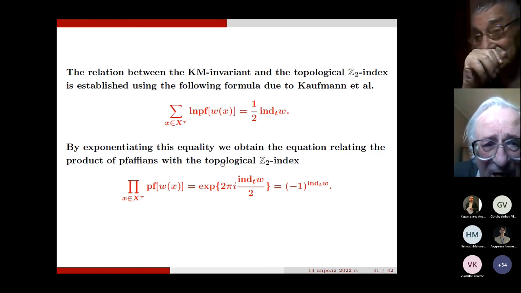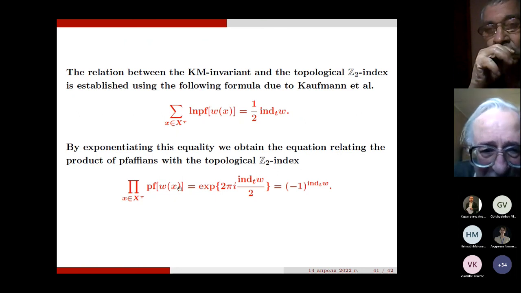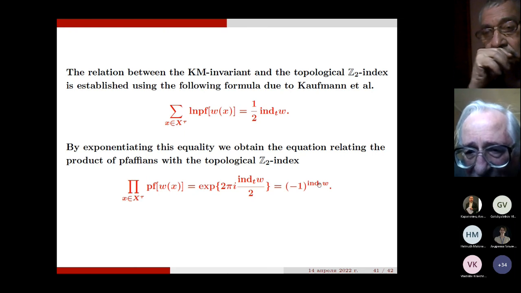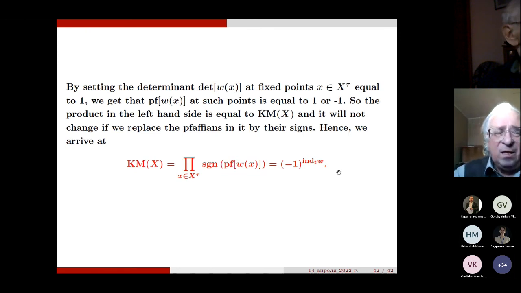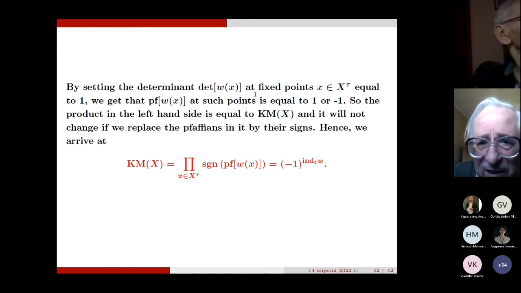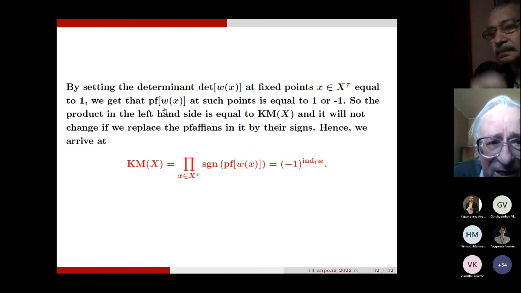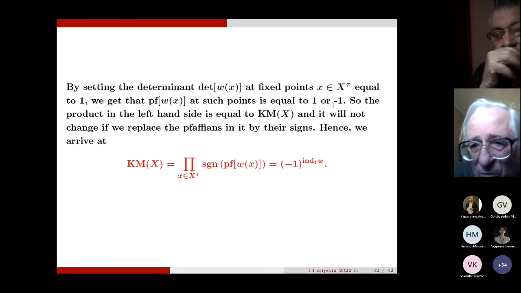If we exponentiate this equality, we obtain the equation relating the product of Pfaffians with the topological Z2 index. So we take here the product of Pfaffians, and here we have the exponential of what is standing here, and this is the same as -1 to the power of the topological index. If we set the determinant at the fixed point x equal to 1, we can always do this, we get that the Pfaffian of W at x at such points is equal either to 1 or to -1.